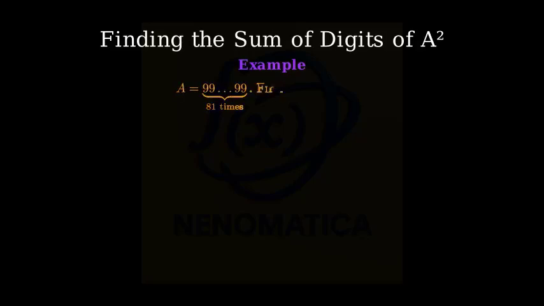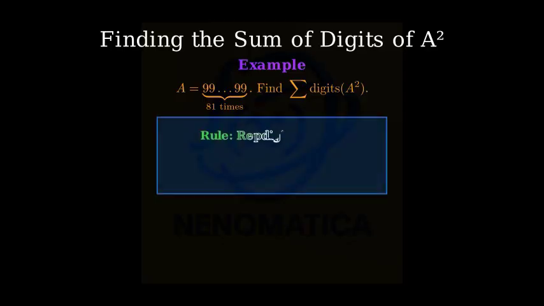We have a number a, which consists of 81 nines in a row. We need to find the sum of digits of a squared. Let's break this down step by step. First, we need to understand what this number a actually is.